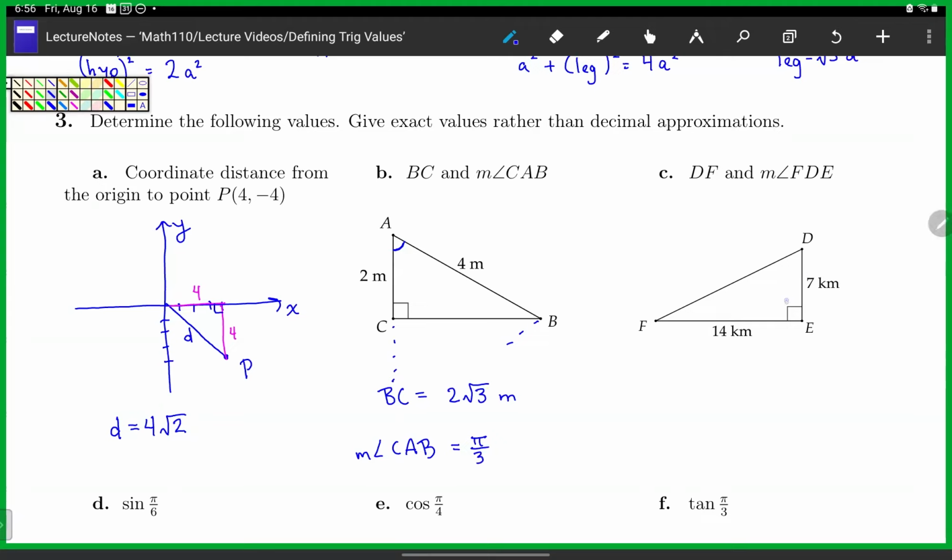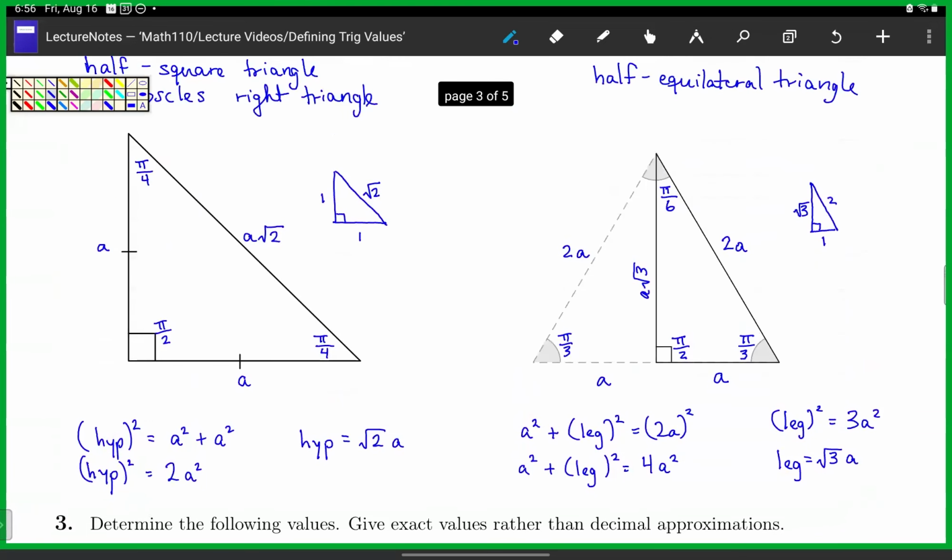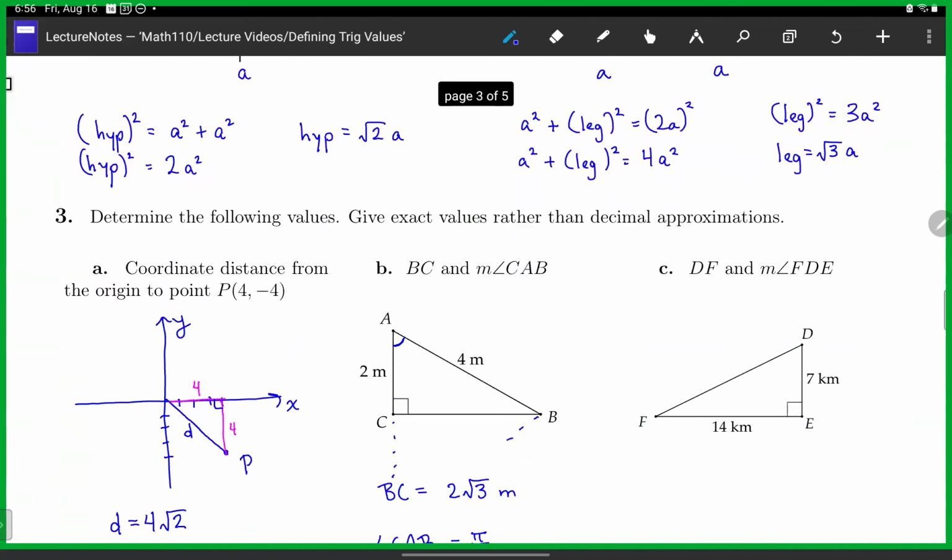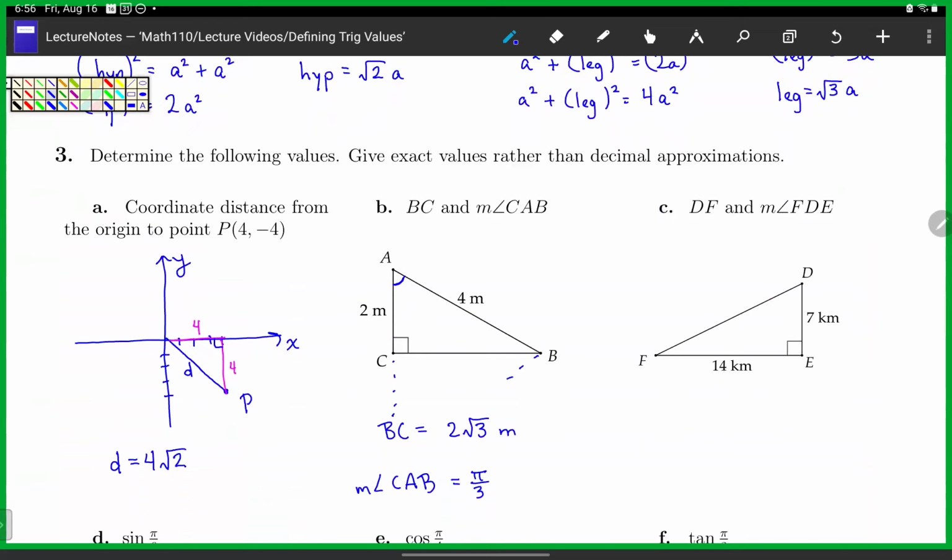This one, we have a right triangle where one of the legs is twice the length of the other leg. Now, that is not one of our special right triangles. We have the one where the two legs are equal, and then the one where the hypotenuse is twice the length of one of the legs, but not where one of the legs is twice the length of the other leg. And so for this, we're stuck and we need to use other means.